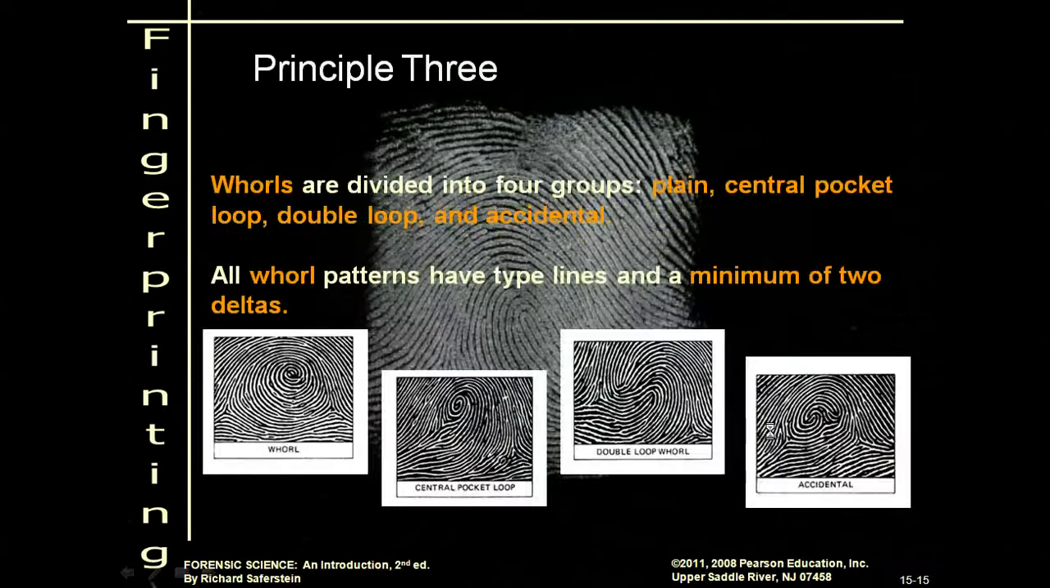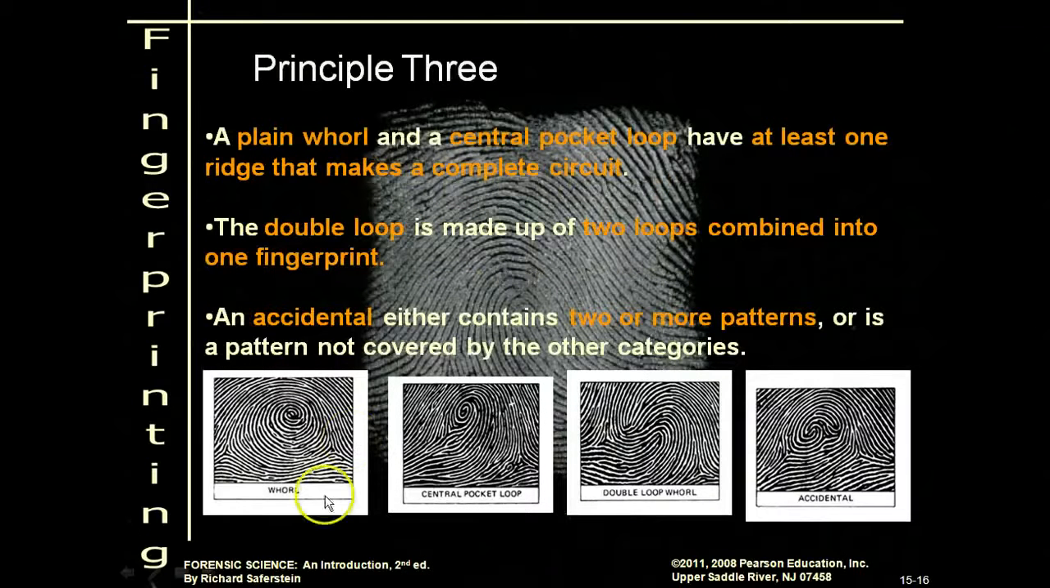Okay, whorls. This is where it's confusing because some of the whorls are actually called loops. I know, confusing. They're divided into four main groups: the plain whorl, the central pocket loop, the double loop whorl, and then the accidental. Sometimes it's called a mixed figure. Okay. A plain whorl. Let's look over here at a plain whorl, the one on the bottom left.